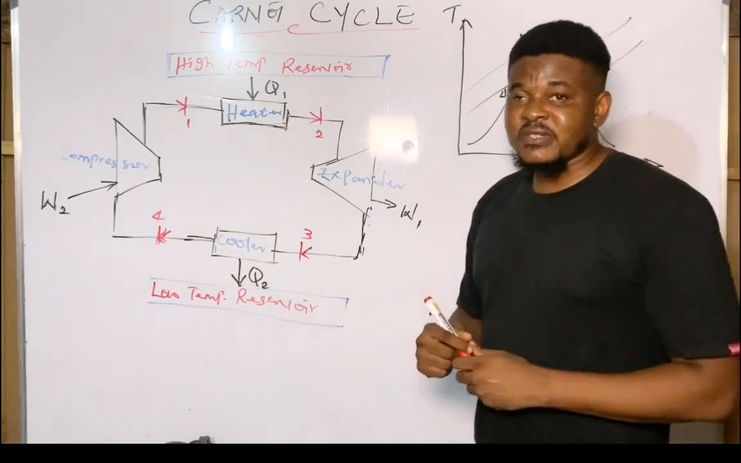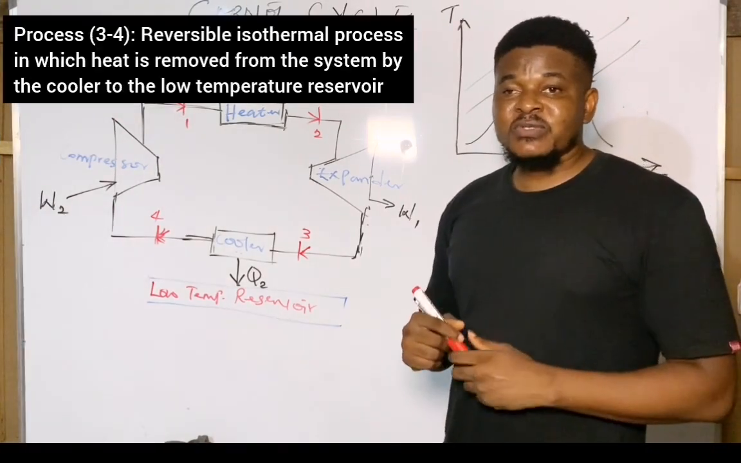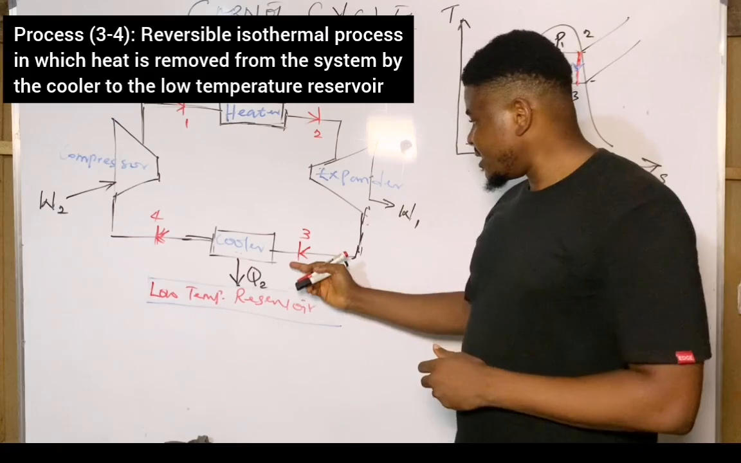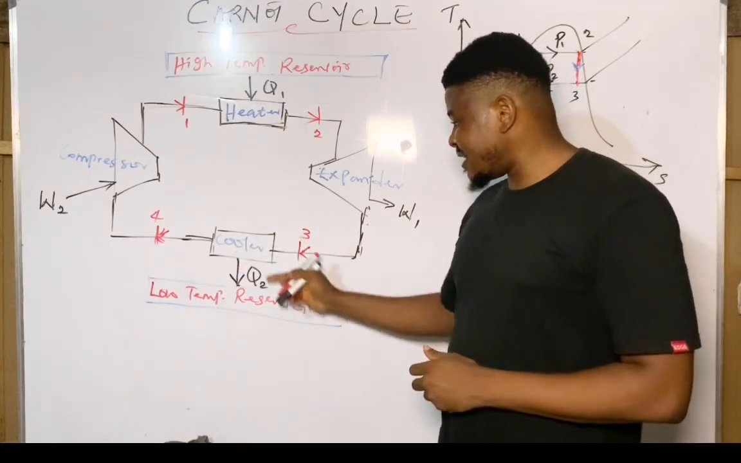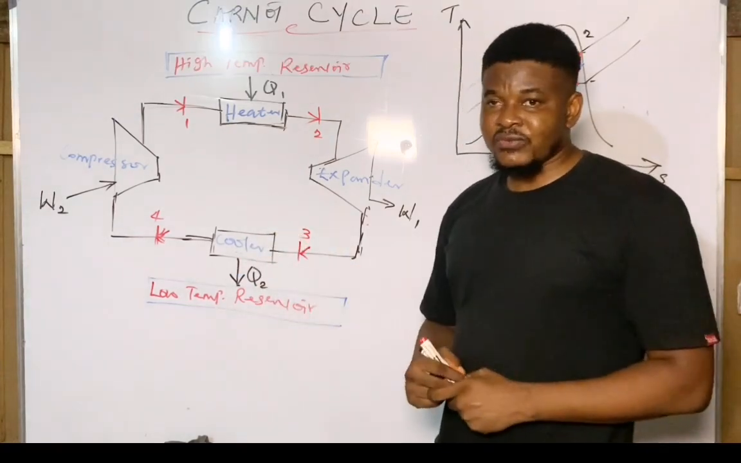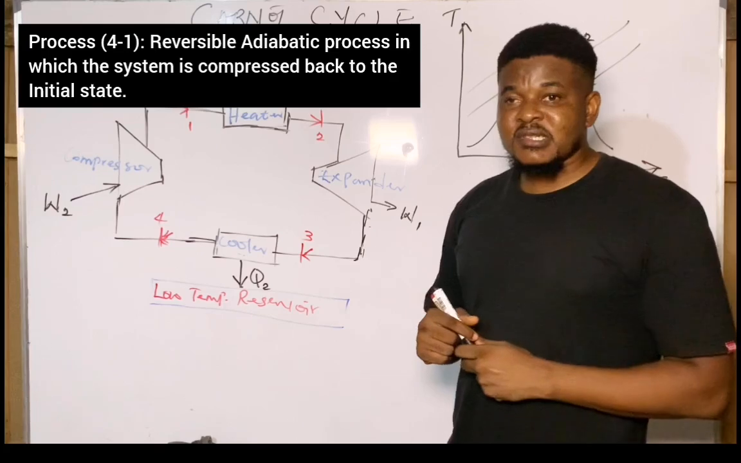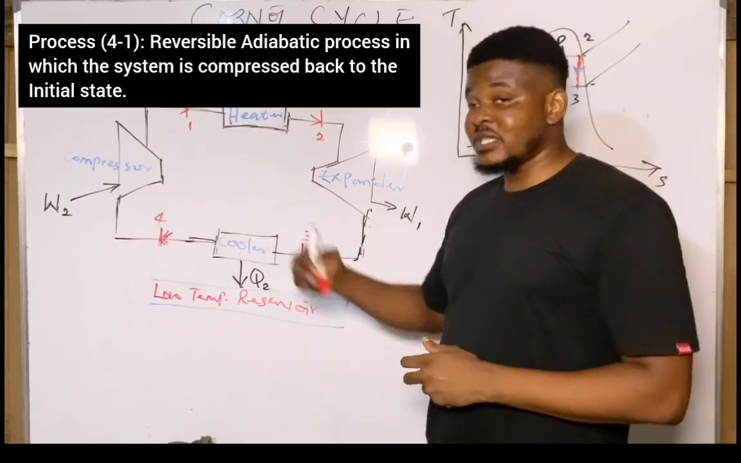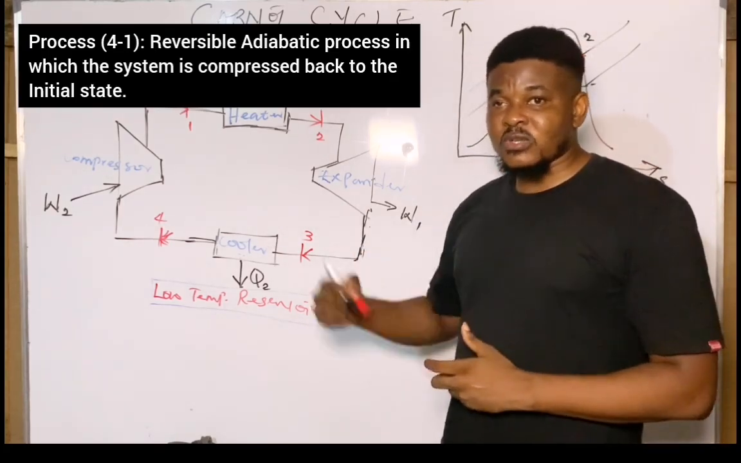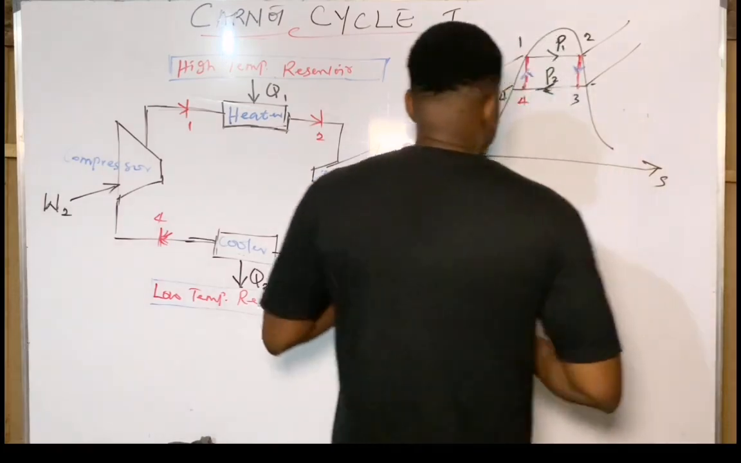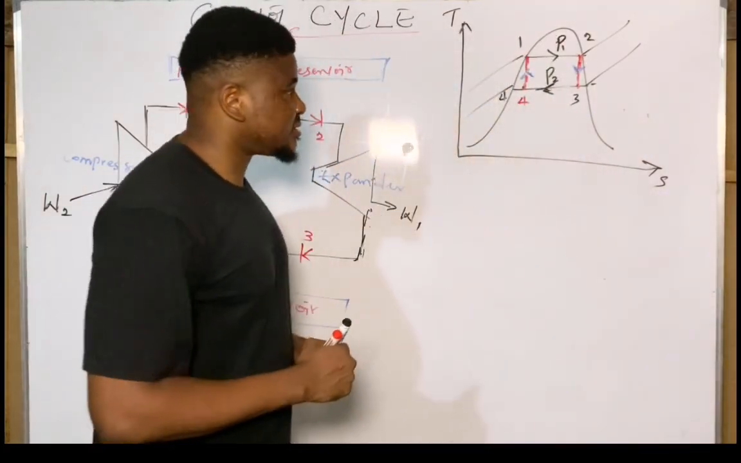The third process is reversible isothermal process, in which heat is removed from the system. So as can be seen, heat is removed completely from the working fluid and sent to the low temperature reservoir. And the final process is adiabatic, work done on the system as the fluid returns back to the initial pressure or returns back to the initial state. Now, this is a TS diagram that illustrates these processes.